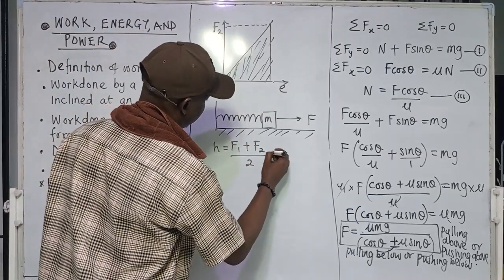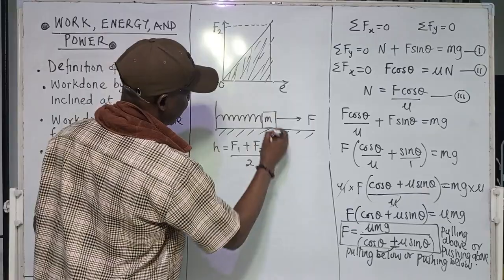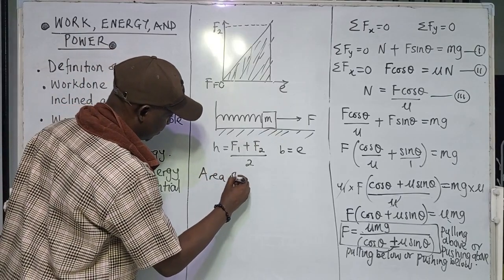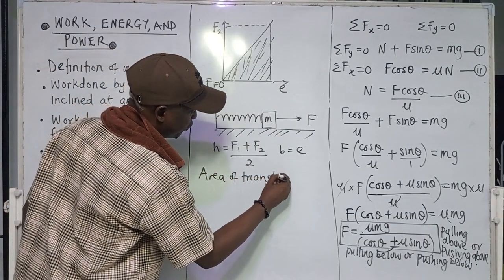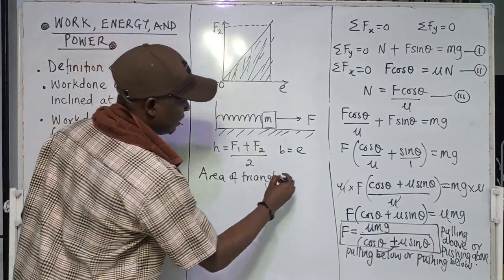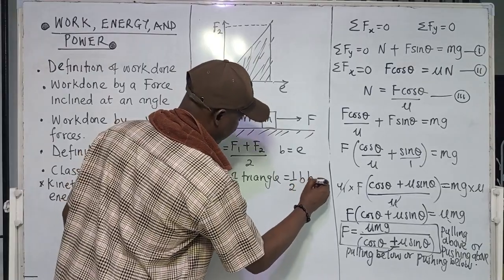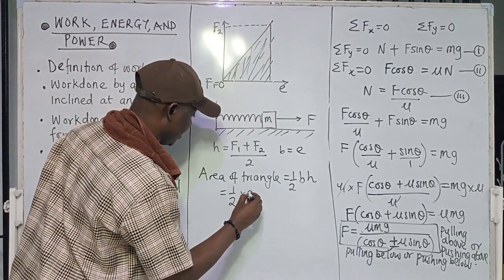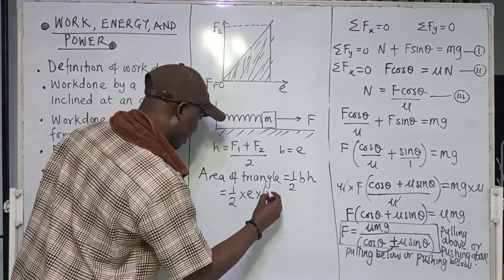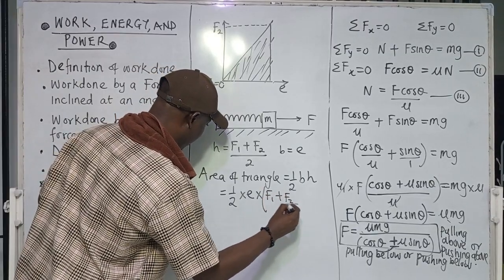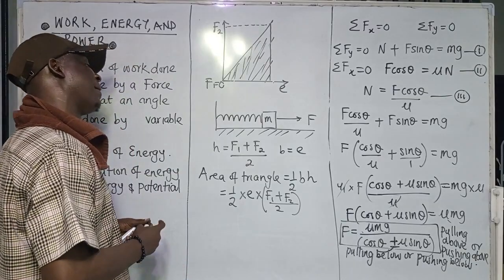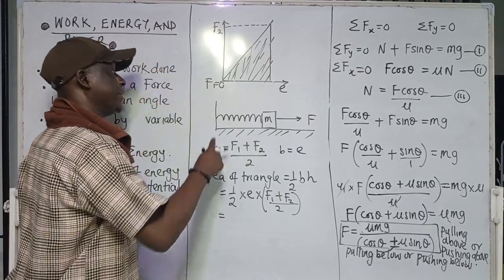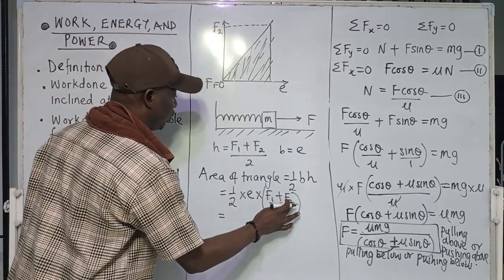Then our extension, our base, is like E. If you want to use the area of triangle, because that graph is looking like a triangle, it is half base times height, which is equal to half times our base E times height. The height is F1 plus F2. So F1 plus F2 divided by 2 is what we call the average force. If you check, F1 is 0, but F2 is not 0.